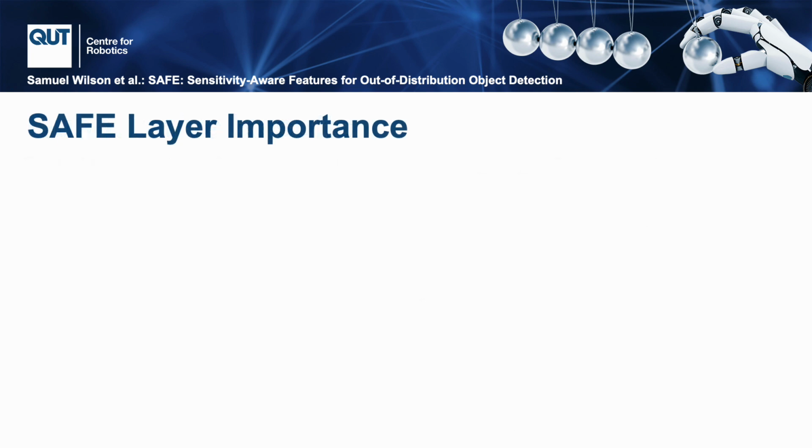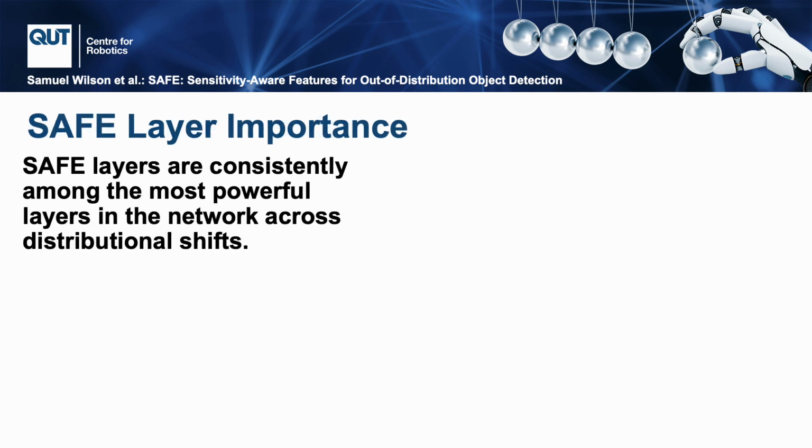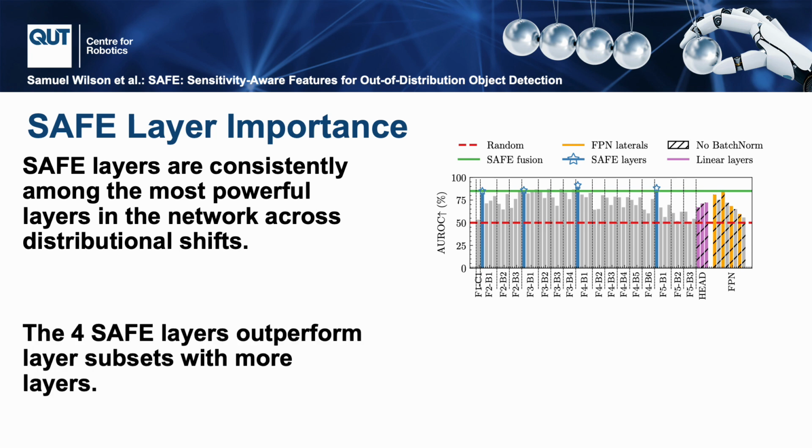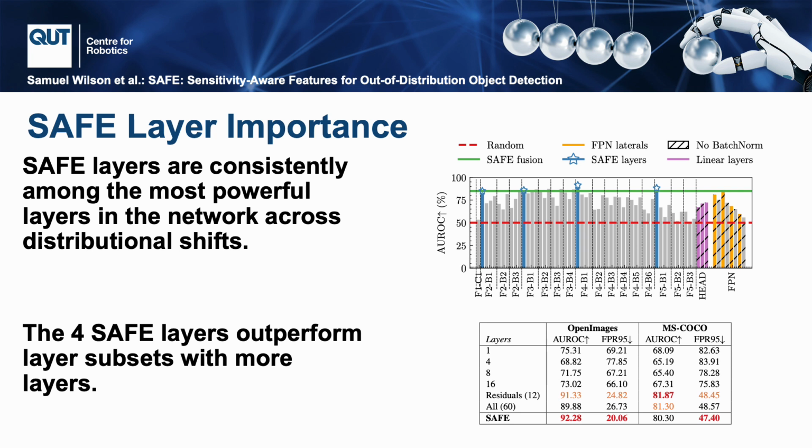Additionally, we observe that the safe layers are in fact among the most consistently powerful layers in the network across distributional shifts, as we can see with these blue layers here. Furthermore, the safe layers, which are only 4 layers within the network, outperform layer subsets which contain significantly more layers and hence more information.